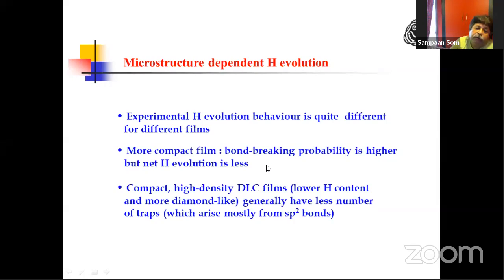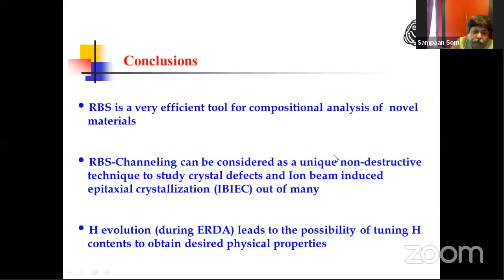Next slide, please. I'd like to conclude here that ion beam analysis in the form of RBS is a very efficient tool for composition analysis of novel materials, particularly for the heavy elements, starting from oxygen and beyond up to uranium. And RBS channeling is a special case where, in a non-destructive, unique way, one can study crystal defects, degree of damage, or defect engineering, or ion beam induced epitaxial crystallization. And hydrogen evolution leads to the possibility of tuning hydrogen content to obtain different tunable material properties in chemicals and other materials.